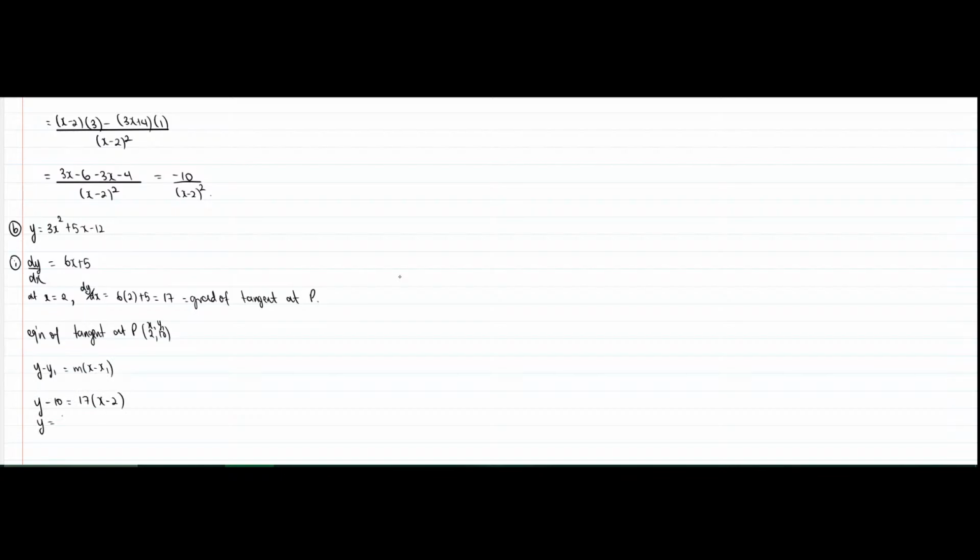Move across everything one time. 17x minus 34 plus 10. y is equal to 17x minus 24. It is of the form y is equal to mx plus c, where m is the gradient, equal to 17, and c is the y-intercept, which is equal to negative 24.